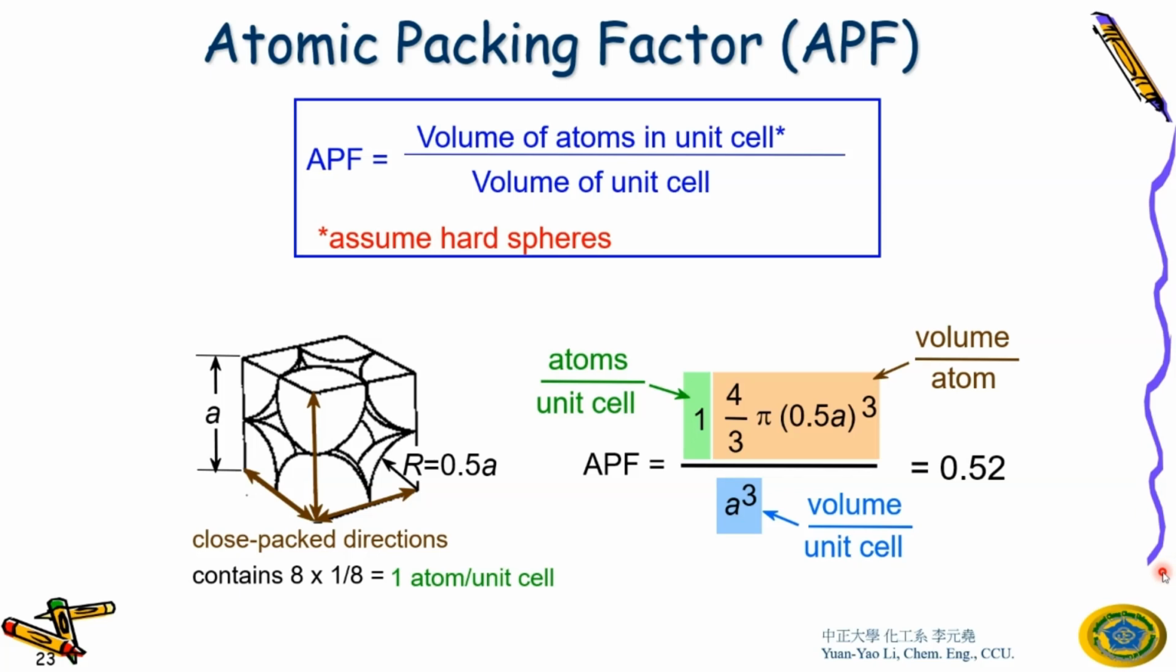So I want you to remember this number. This is important, 0.52. Please remember this. As a matter of fact, this is not difficult at all. You can do the calculation. You don't need to remember very hard because it's easy to do the calculation. So the first one, you want to know the coordination number. Second one, you want to know the APF.